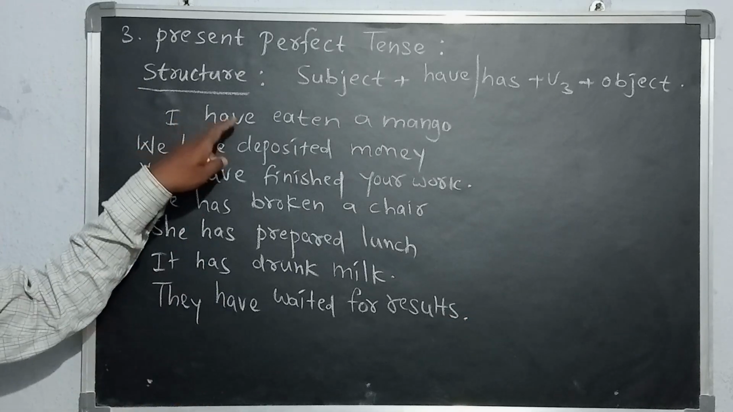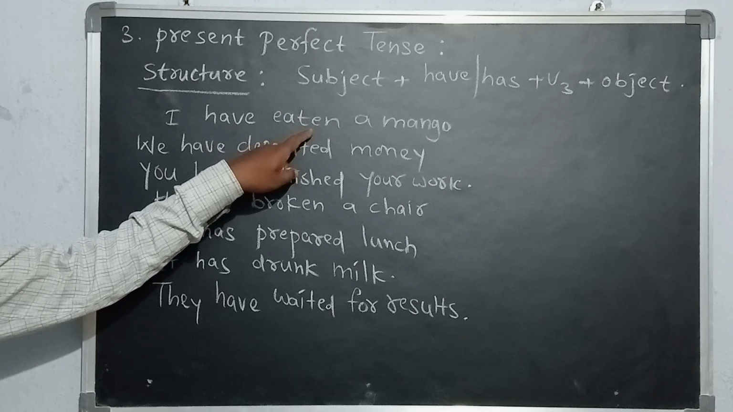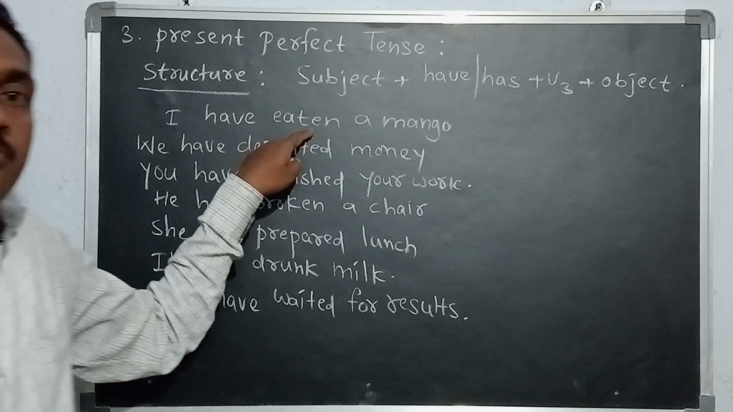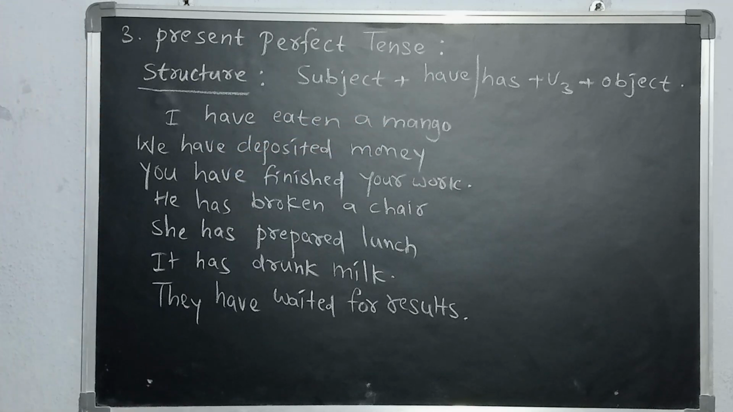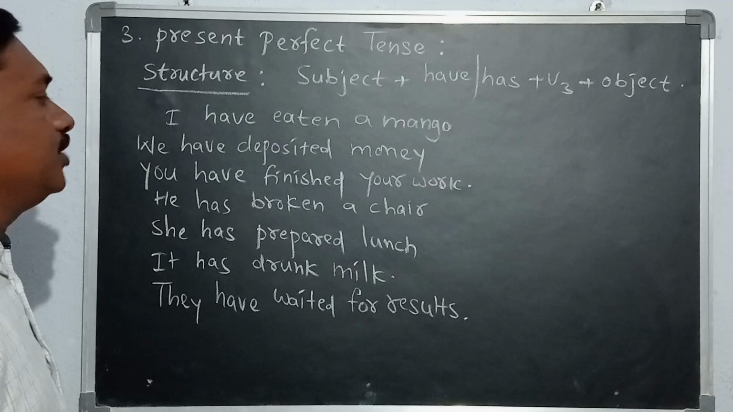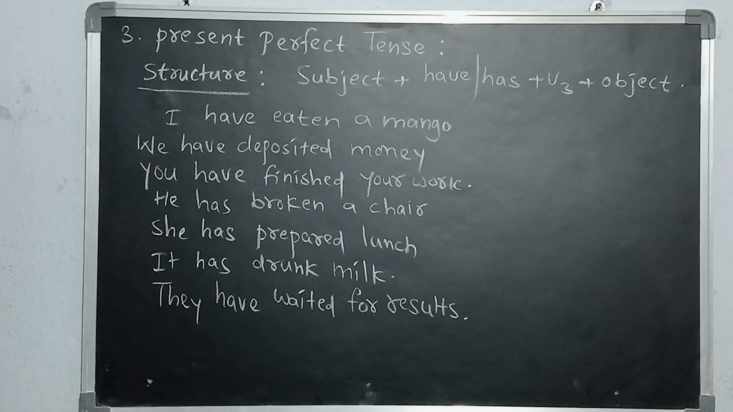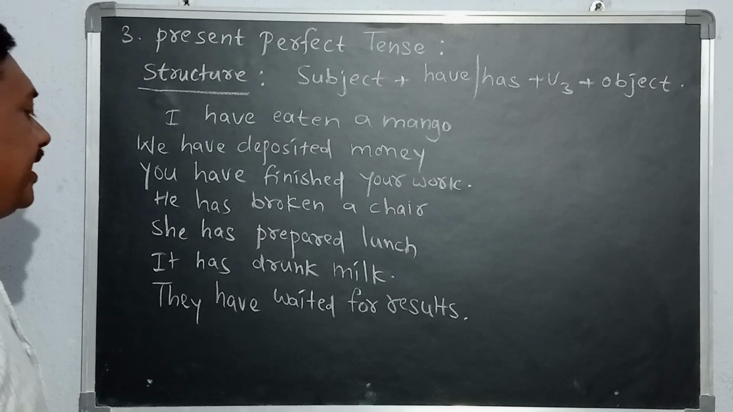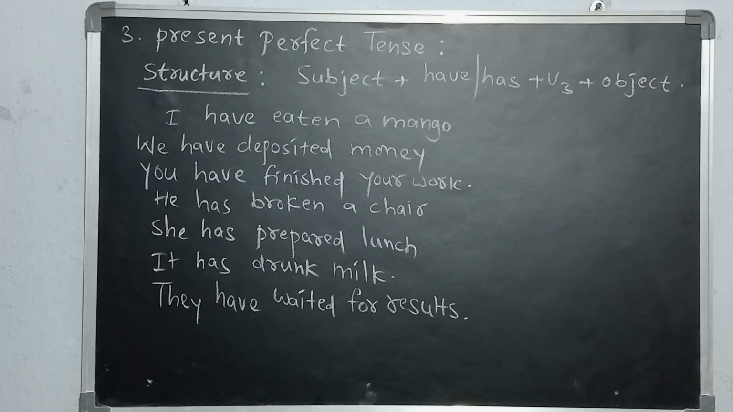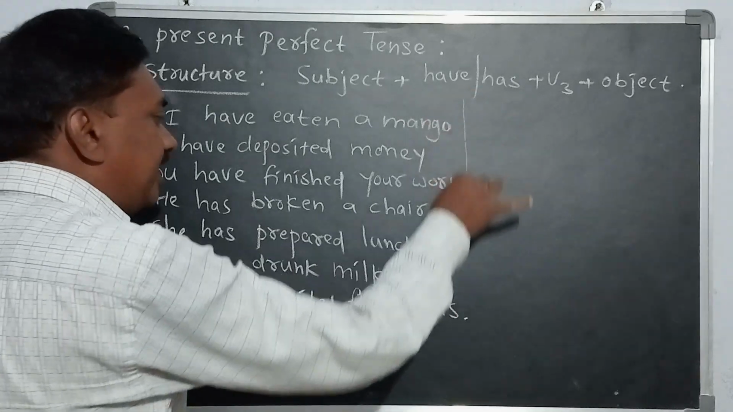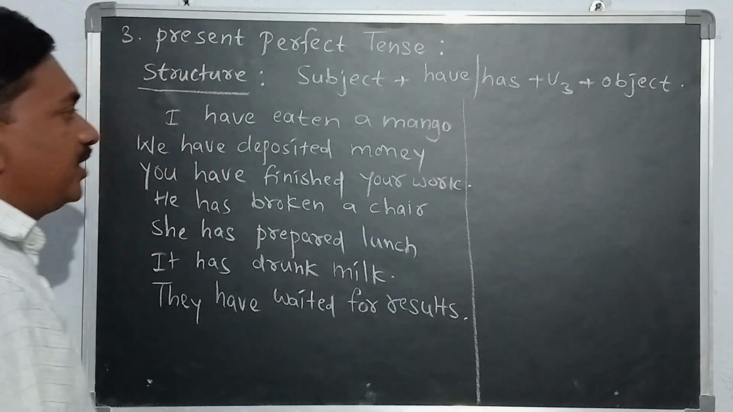I, subject, have, helping verb, eaten, verb 3, past participle form, a mango. I have eaten a mango. We have deposited money. You have finished your work. He has broken a chair. She has prepared lunch. It has drunk milk. And they have waited for results. Next. Model sentences in present perfect tense.